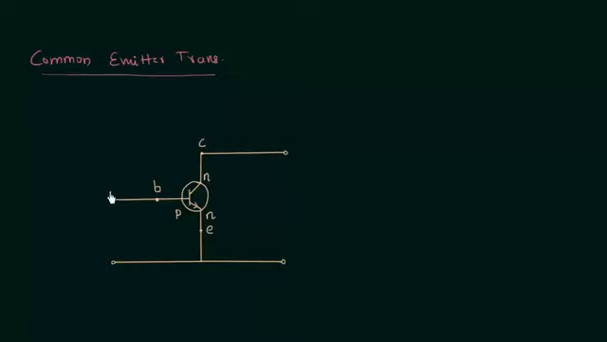The input current is the base current represented by small I subscript small b. The output current is the collector current, and this current is the emitter current. The input voltage is VBE, and the output voltage is equal to VCE. Instead of having the transistor symbol, we will have the transistor itself. It will help us visualize things more clearly.